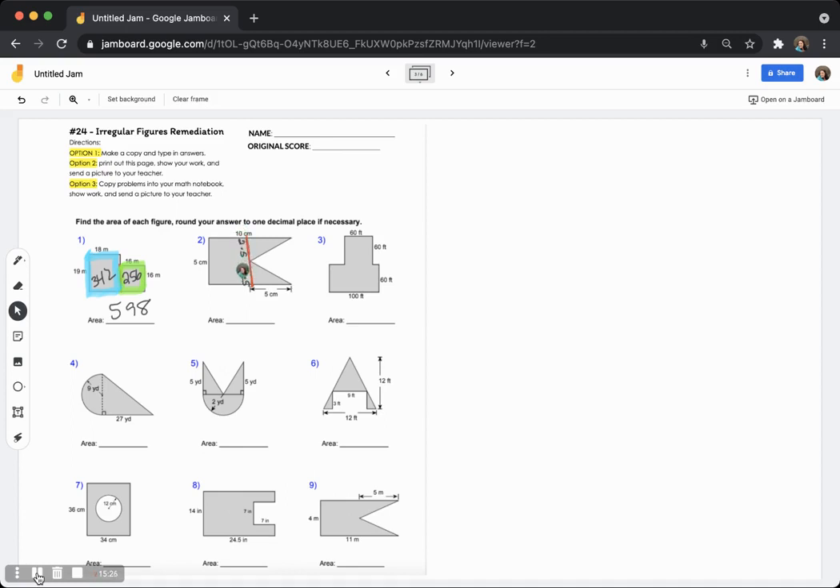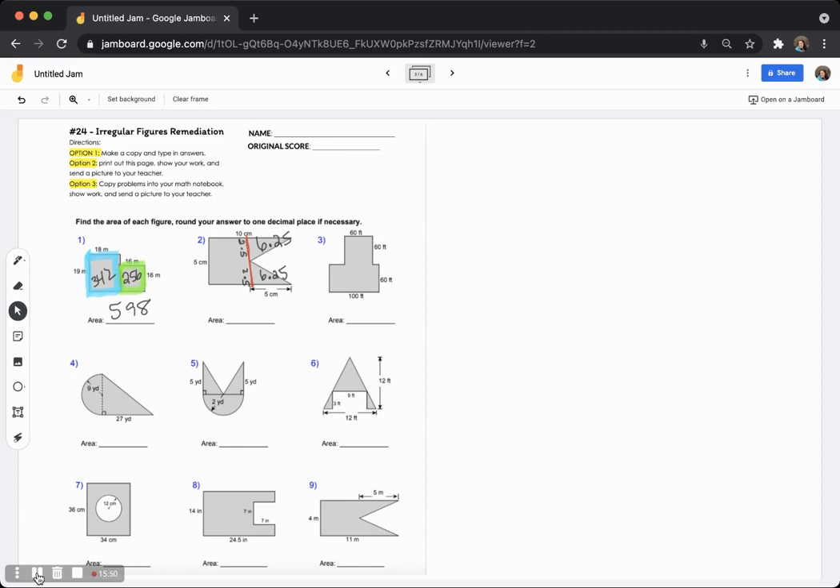So to get area of a triangle, I'm going to do base times height divided by 2. So the base and height of the triangle are 2.5 and 5. So 2.5 times 5 divided by 2 is going to give us 6.25. So this triangle has an area of 6.25. This triangle has an area of 6.25.